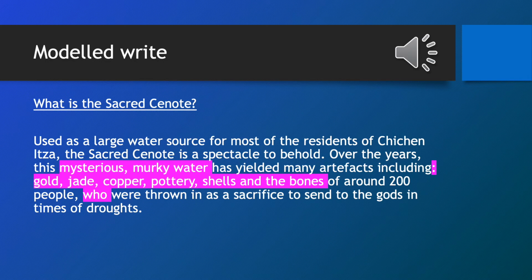If you wanted to push yourself that little bit more, you might be able to use a semicolon within this list, but that would have to mean that you have given a more detailed list. So think about how you could do that.